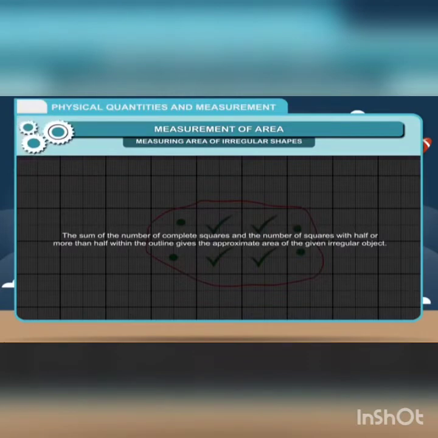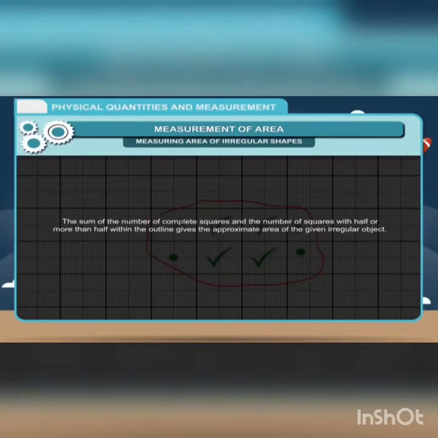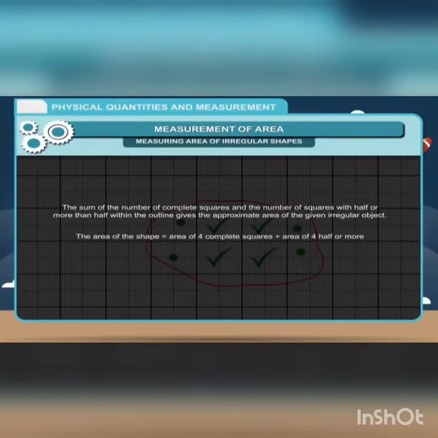The sum of the number of complete squares and the number of squares with half or more than half within the outline gives the approximate area of the given irregular object. The area of the shape is equal to the area of 4 complete squares plus the area of 4 half or more than half squares, which is equal to the area of 8 squares, which is 8 squares of 1 centimeter squared, which is equal to 8 centimeters squared.